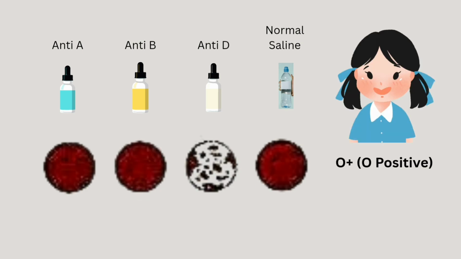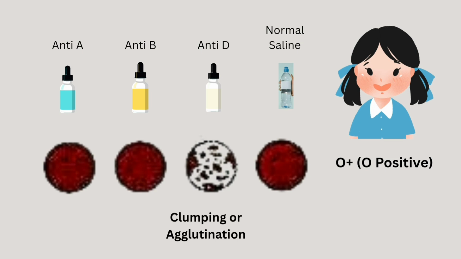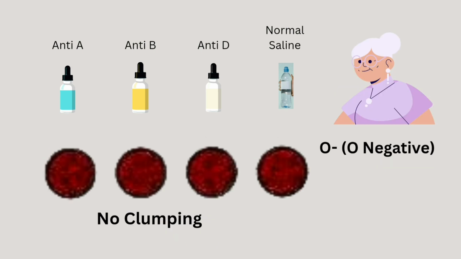Here this person has O positive blood group because agglutination can be seen only in the third blood drop, which was mixed with anti-D or anti-Rh antibody reagent, which means the blood group is O positive. Always remember, if agglutination or clumping occurs with the anti-D antibody reagent, it means the blood group is positive. The second person has O negative blood group because there is no agglutination in the 3 blood drops.